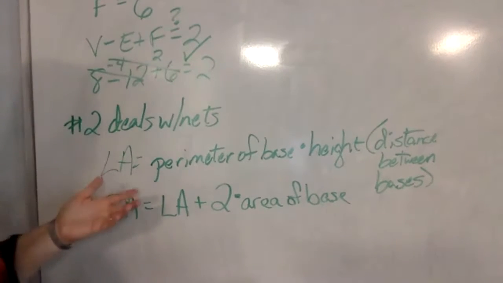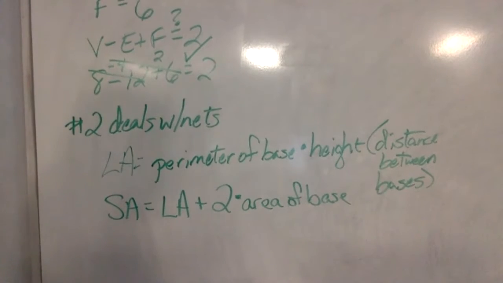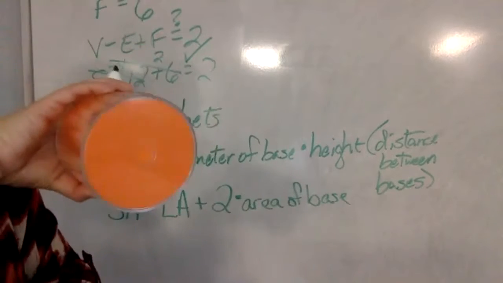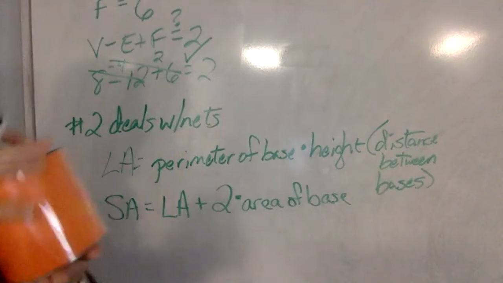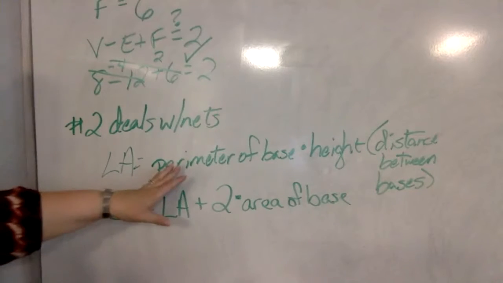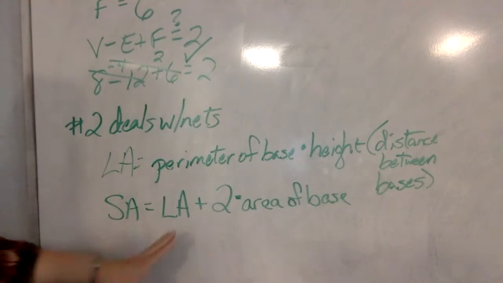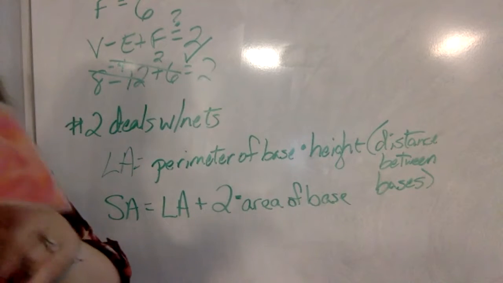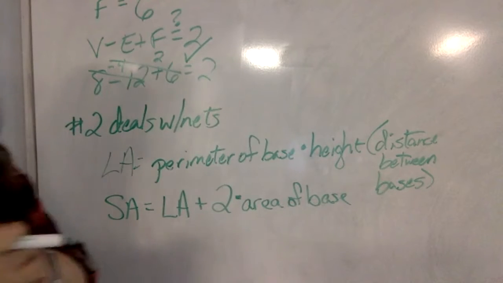It works for our cylinders, because both our prisms and our cylinders have 2 bases. This one's triangles, this one's circles, and it has 2 bases joined together by a rectangular surface. So for lateral area, it's perimeter of the base times the height, the distance between the 2 bases. For your surface area, it's the lateral area plus 2 times the area of the base, because I've got to add the area of both triangles on, or on the cylinder, I've got to add the area of both circles on each end.